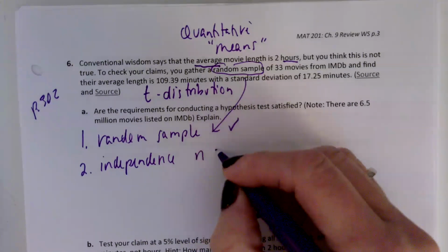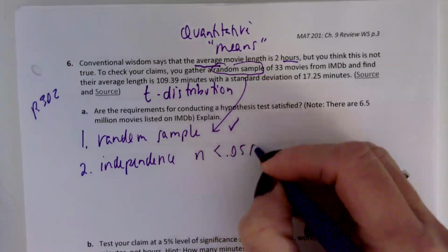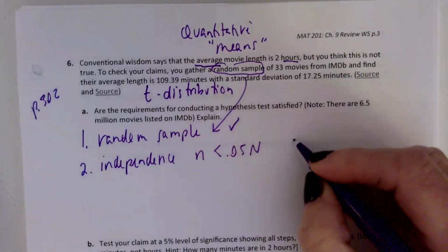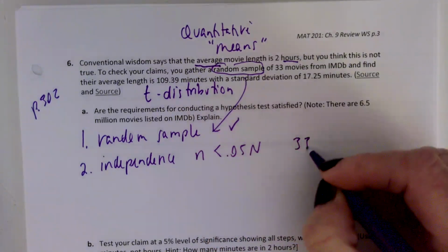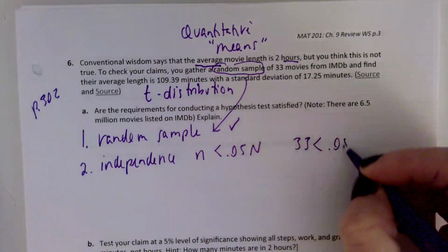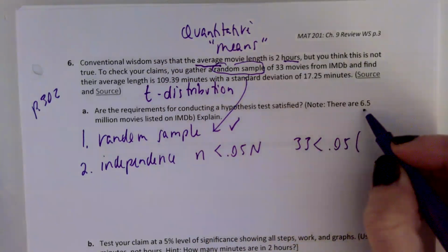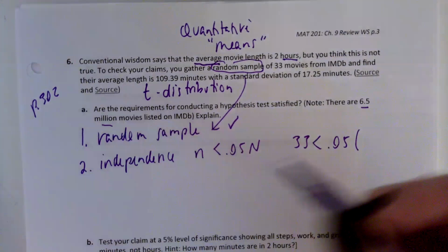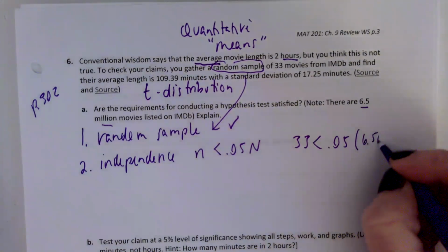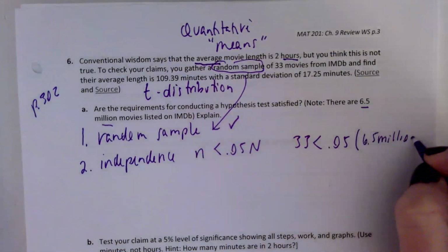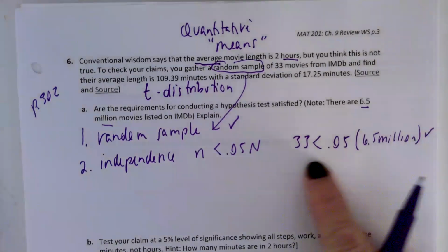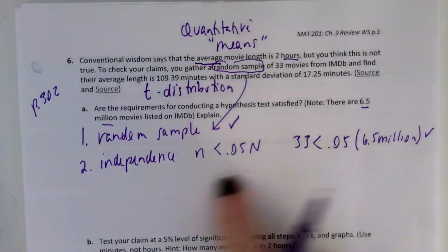So we have to check to see if our sample is less than 5% of the population size. And our sample is 33 movies. And yes, that's definitely less than 5% of, it says there's 6.5 million movies out there. So yes, I would definitely say. So this is what you need to show me, the numbers, okay, and explain why.